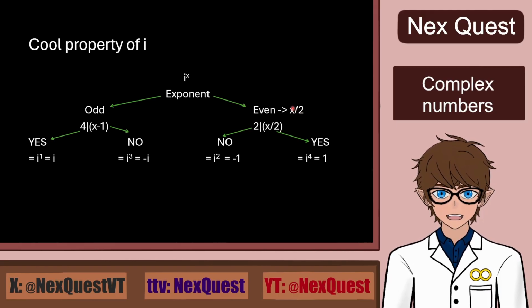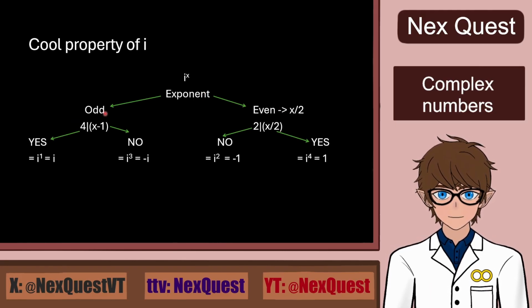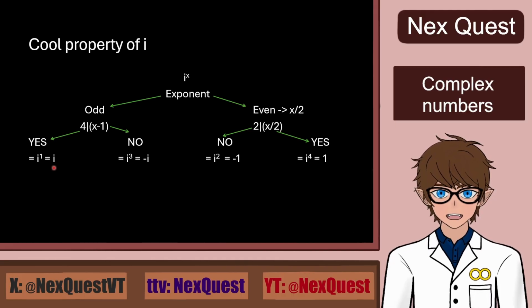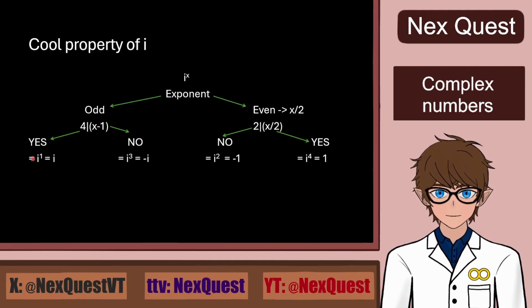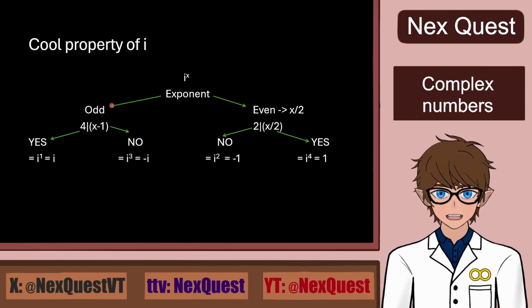Is it divisible by 4? Yes, then we have i to the power of 4. If it's only divisible by 2, we have i to the power of 2. If it's odd, take 1 away. And if it's divisible by 4, it's i to the power of 1. And if it's not divisible by 4, then it must be divisible by 3. So it's like this decision tree.